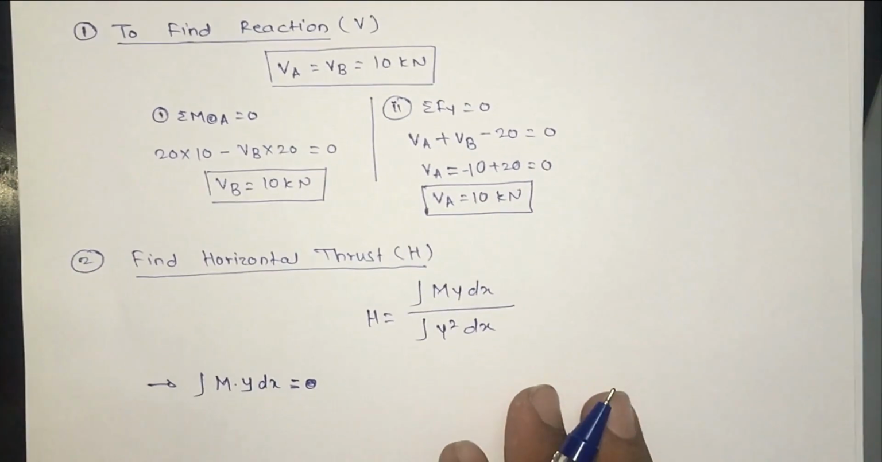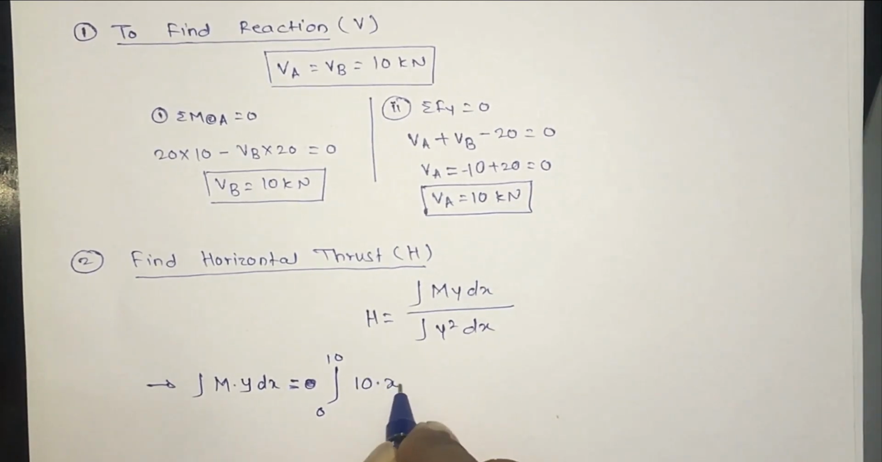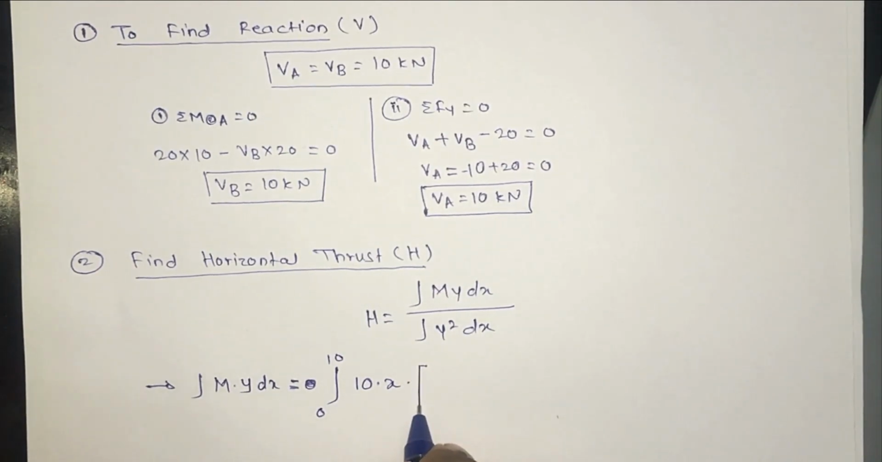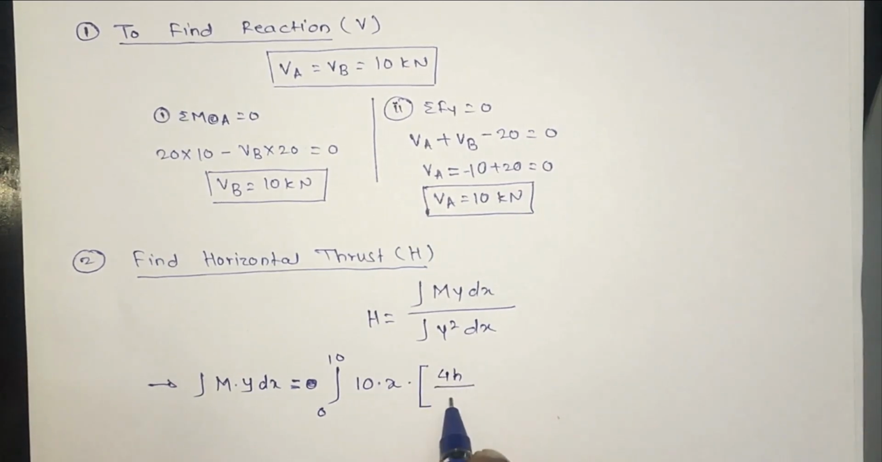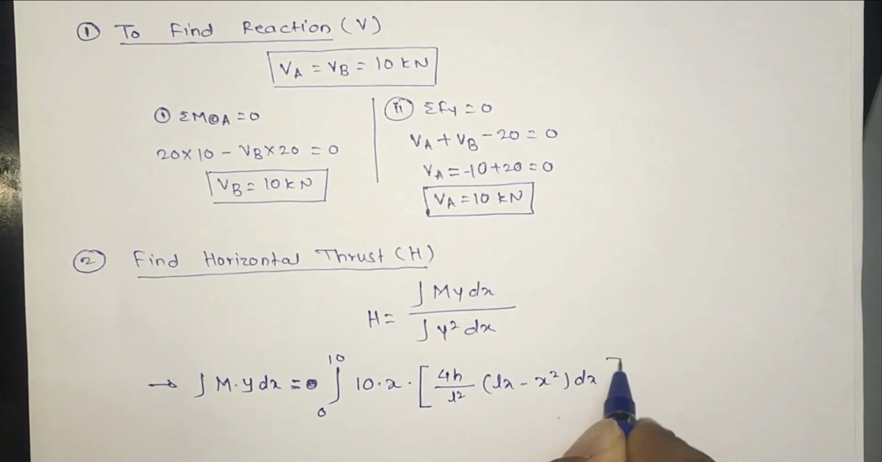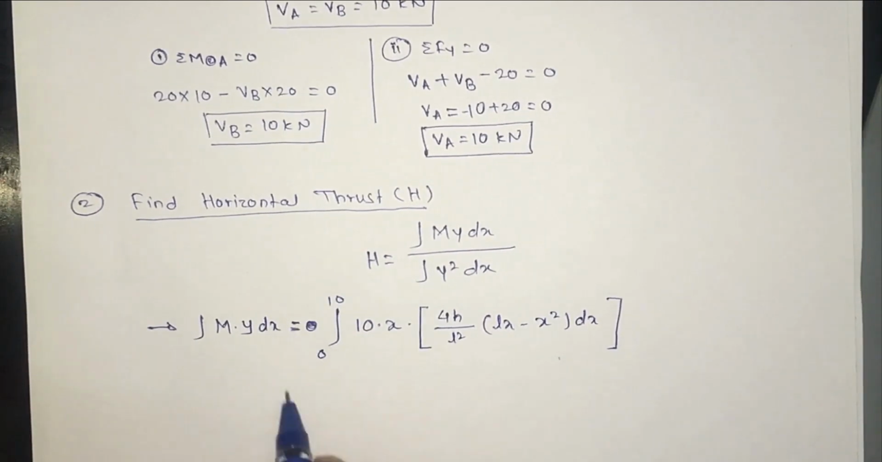So M into y is equal to integration from 0 to 10, VA is equal to 10, so 10 into x into y. Y is calculated by using the equation of parabola, that is 4h divided by L square into Lx minus x square, dx. So we will solve this equation.